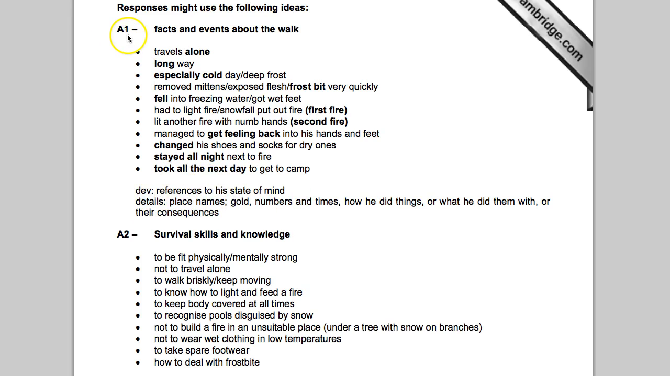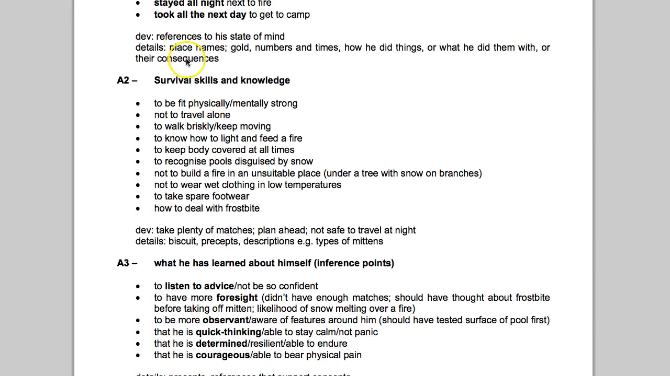So in the first bullet point, A1, the examiners are looking for references to his state of mind and also the sorts of details that might be included. In the second bullet point, the development are inferences, so the need to take plenty of matches, the need to plan ahead, and to explain how it's not safe to travel at night. And then there are extra details that could be included.